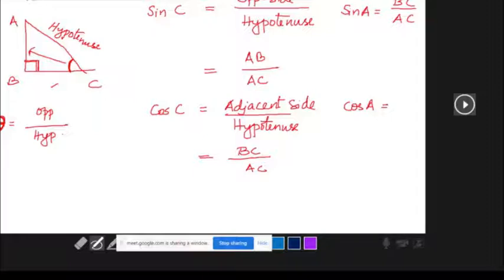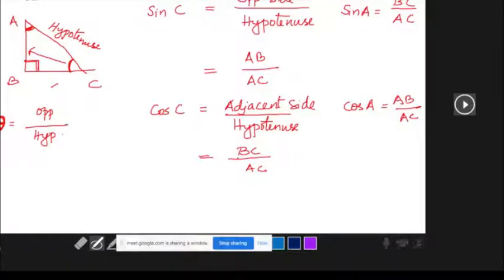What will be cos of A? Now I am considering angle A. The adjacent side is touching it, that is AB. So cos A is AB by AC.